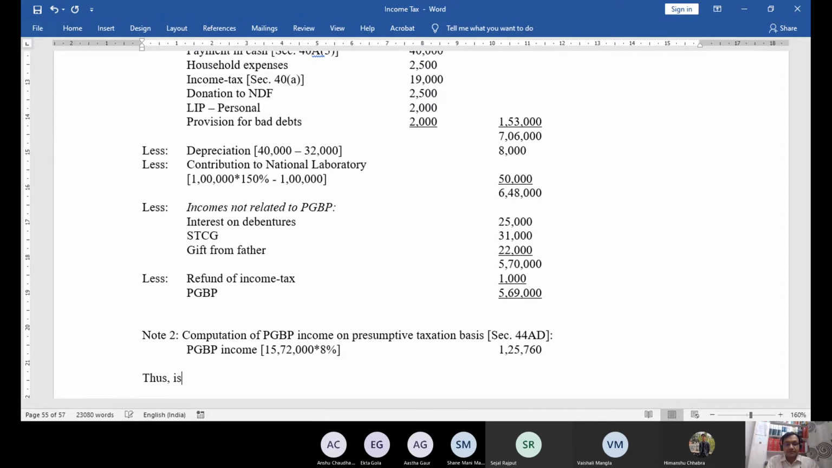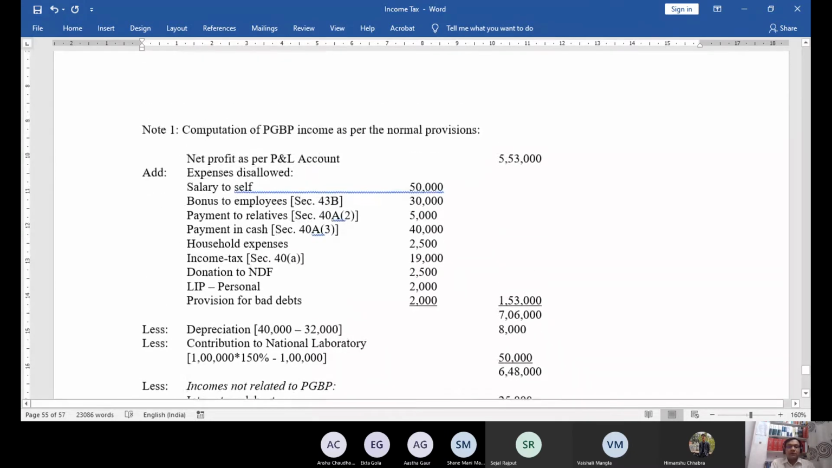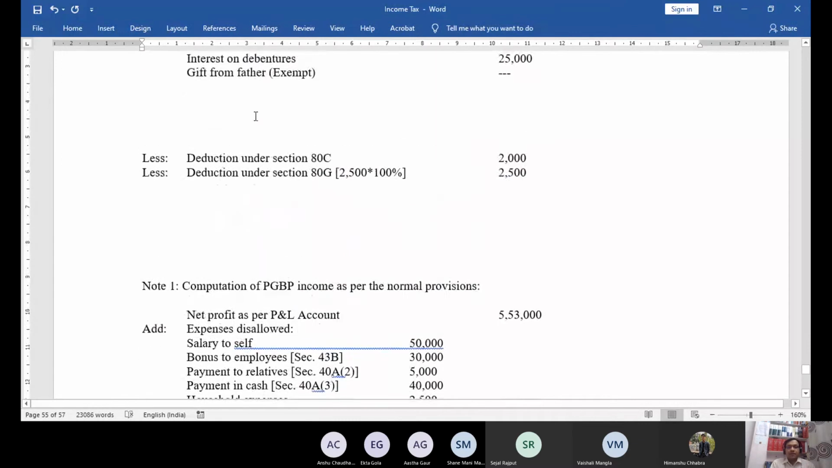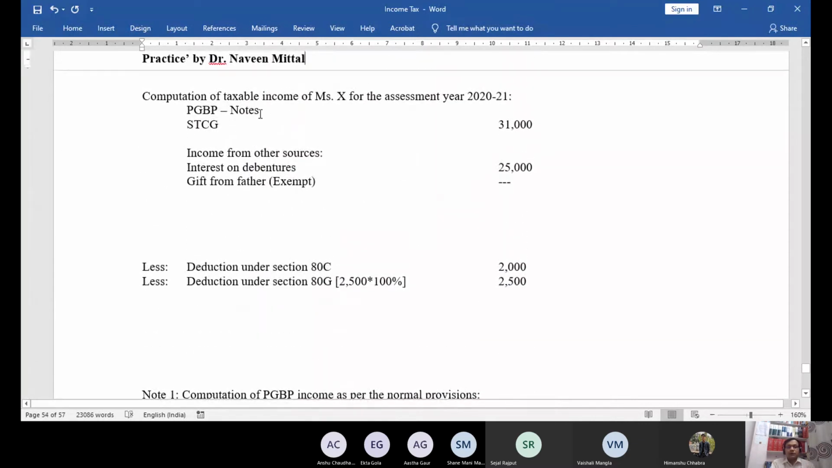Now which option is better? It is better to apply what? Normal provisions or presumptive taxation? Or 44 AD. Presumptive. Okay, so I will show my PGBP income as 125,760. This is what the point is. Note 2: 125,760.